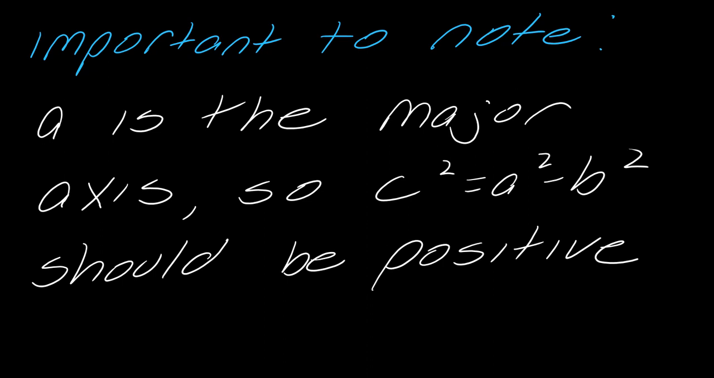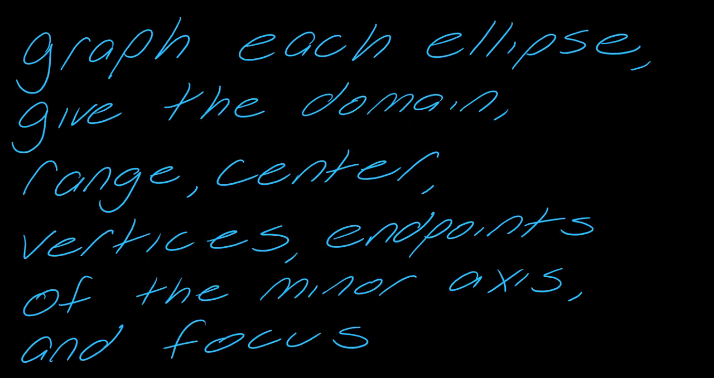It's really important that A is the major axis. Whatever the larger number is under your X and your Y, that's where your major axis is. When you're doing the calculation of C squared equals A squared minus B squared, this should always end up positive. If it doesn't come out positive, then you flipped something and did it wrong.